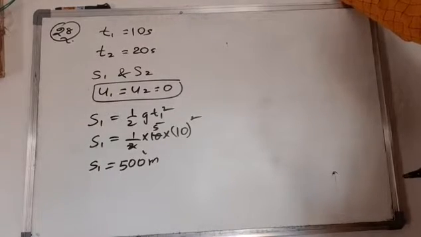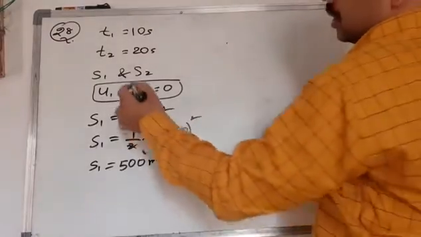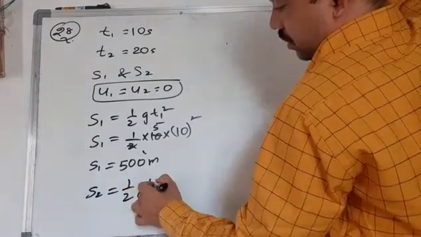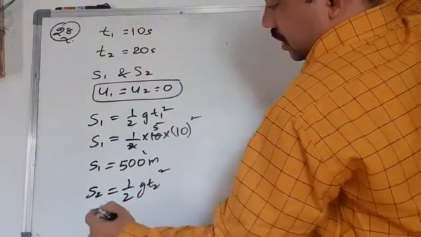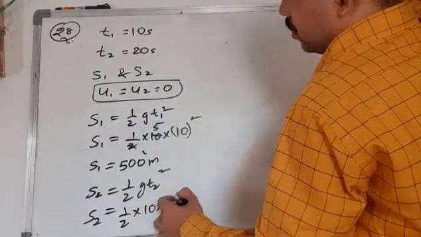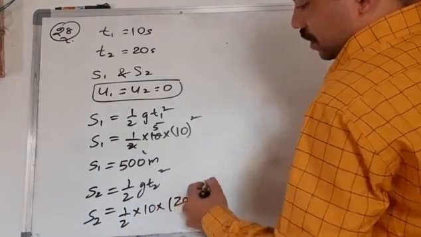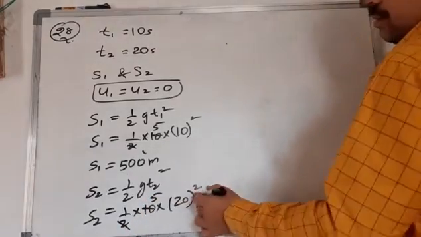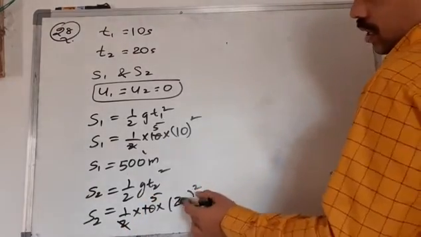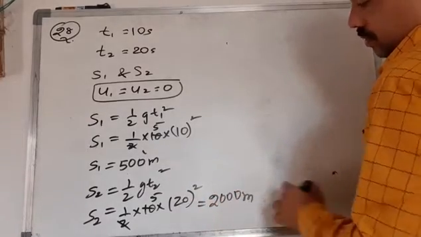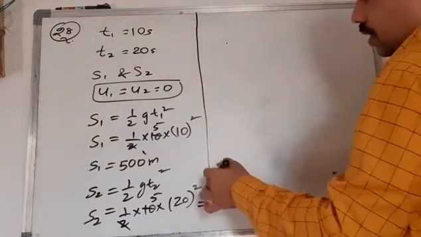Okay, right? So similarly we have to find s2 also. So how to find s2? Now substitute the value, again s2 is equal to half g t2 square. So s2 is equal to half into 10 into 20 square. 20 square means 400, 5s are 2000 meters you will get. So from 1 and 2, what we understand?